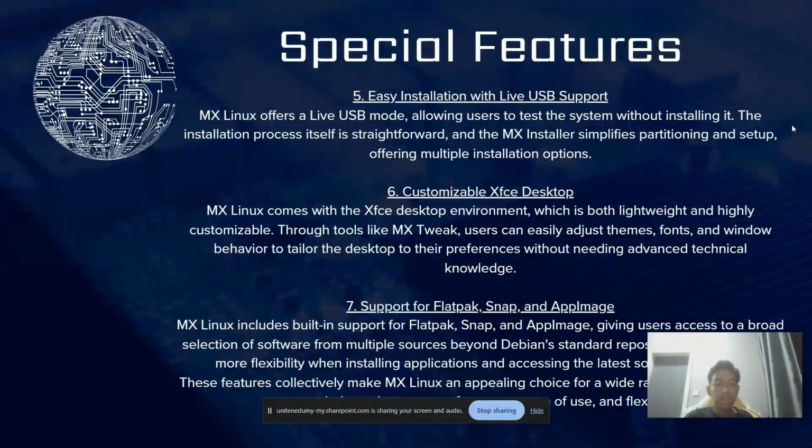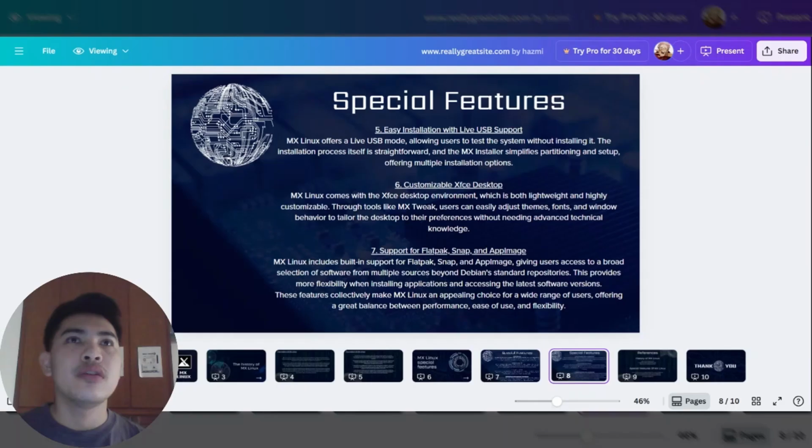Okay, next I will be presenting point 5, that is easy installation with live USB support. Another great feature of MX Linux is its live USB support. This means you can run MX Linux directly from a USB drive without installing it on your computer. It allows you to try out the system first and see how it works before making any changes to your computer. The installation process is also very user-friendly. The MX installer helps users easily set up the system, including partitioning the hard drive. It offers several installation options, making it simple for both beginners and experienced users to install the system based on their needs. My name is Aaron Azri.